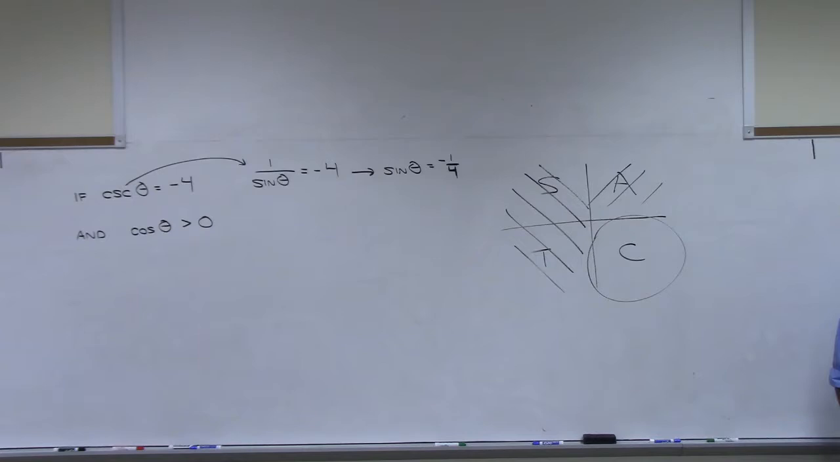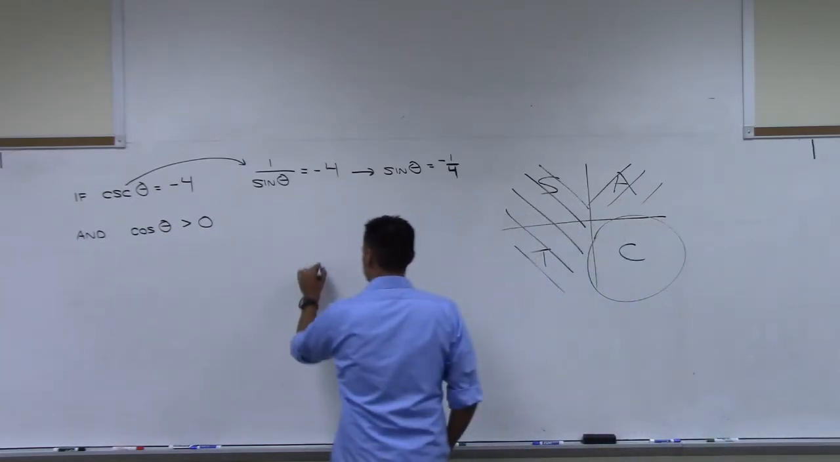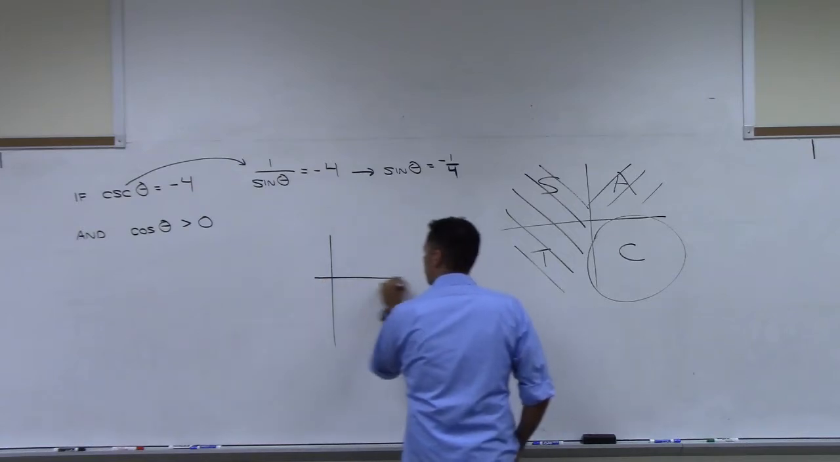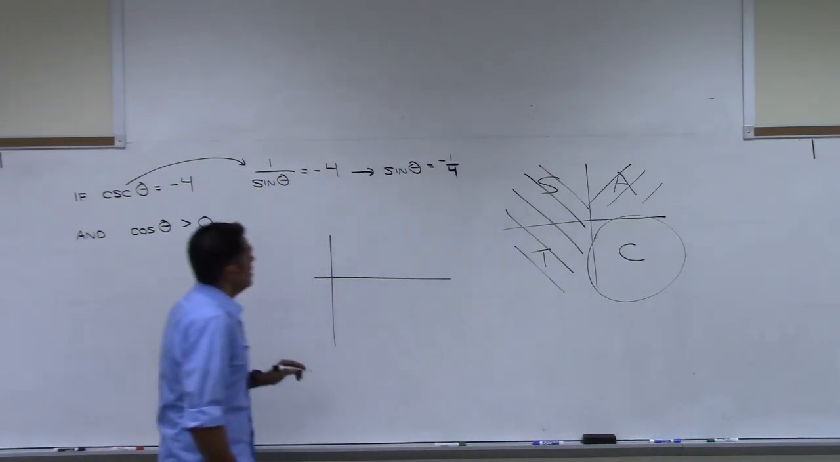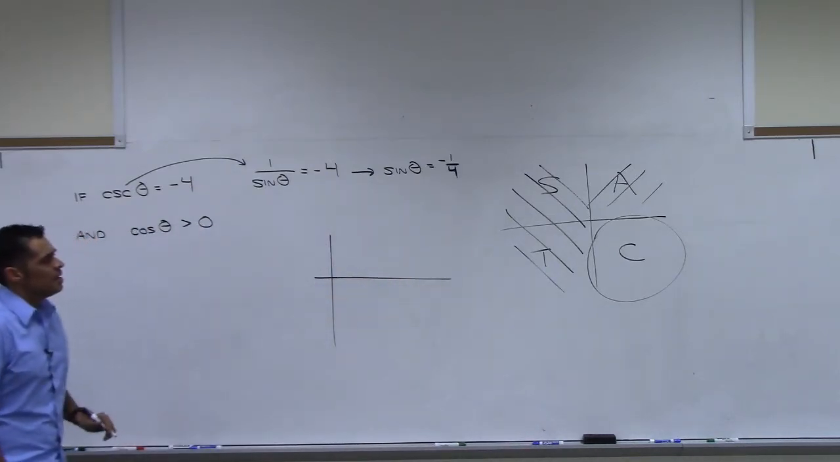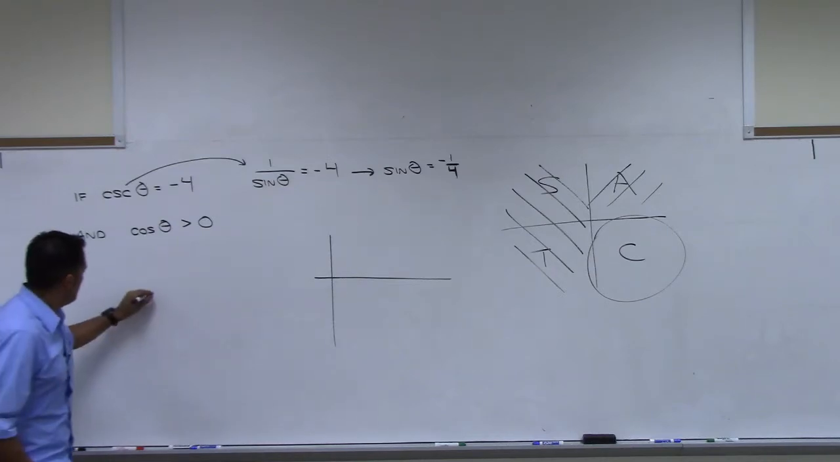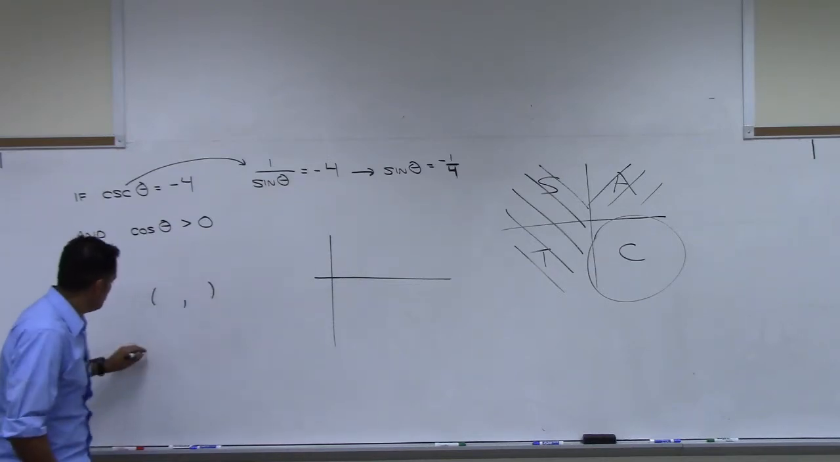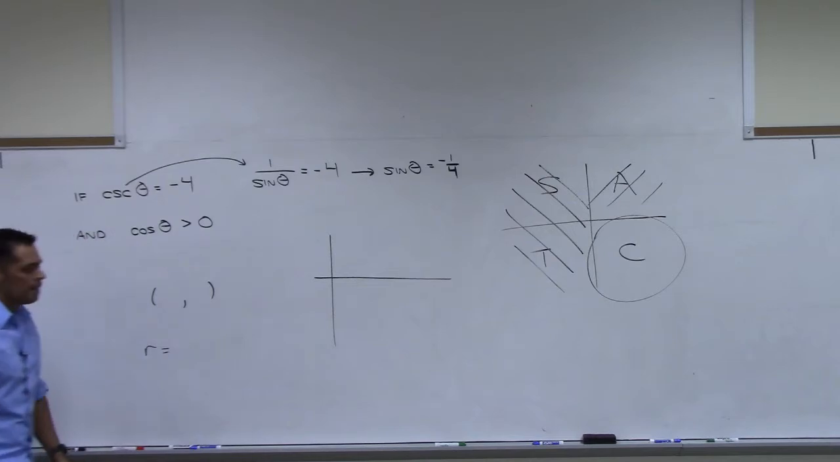Now that's going to help me draw my picture. Because when I draw this, I know I'm in my fourth quadrant. How can I use that sine theta as -1/4 to figure out what my ordered pair is and then what my r is? Y is -1 and your r is 4.